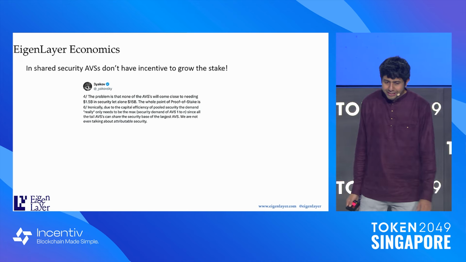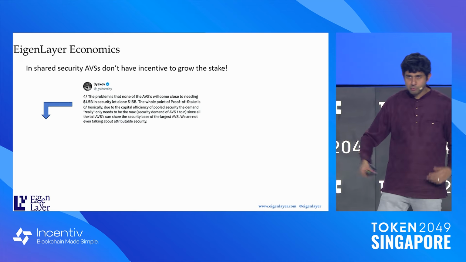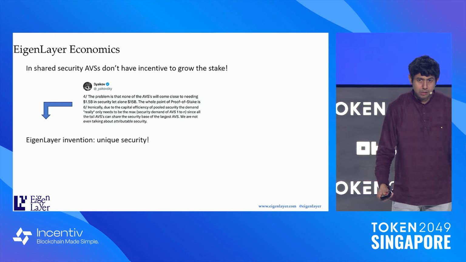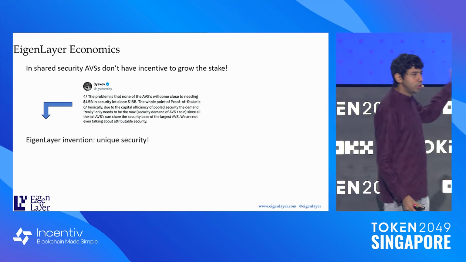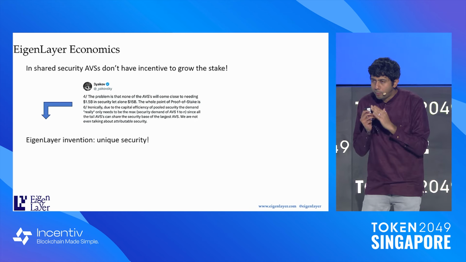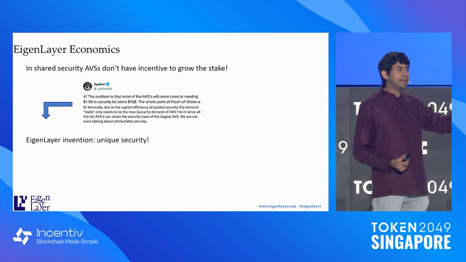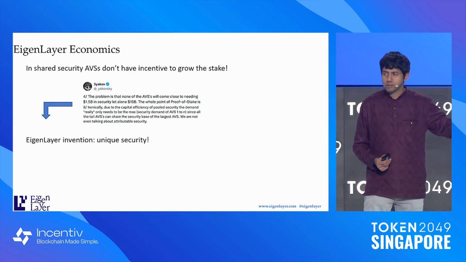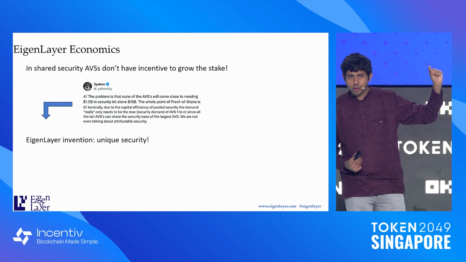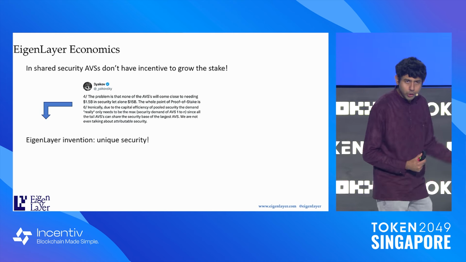So we took this feedback, not only from Jane, but from the broader community, and invented a new mechanism called unique security. In unique security, when you're staking, you promise that a portion of your stake can only be slashed by a certain AVS.